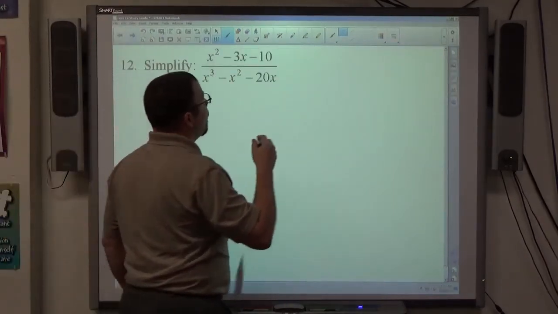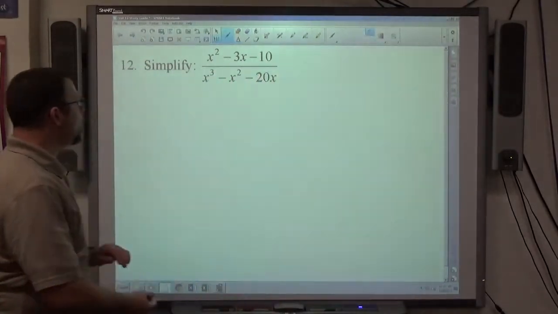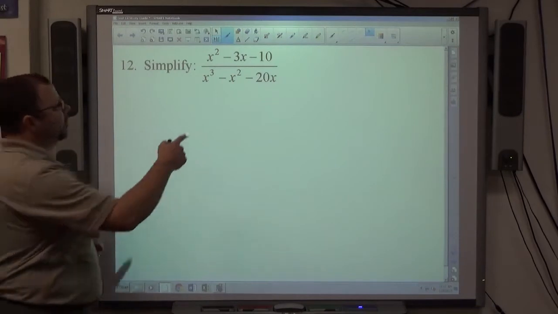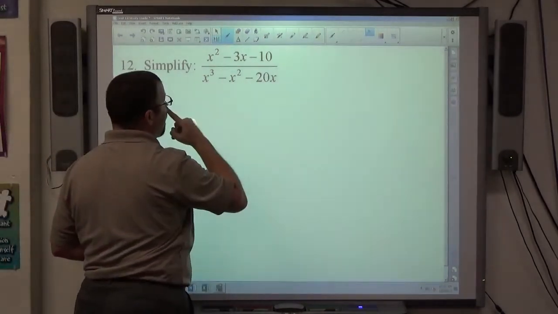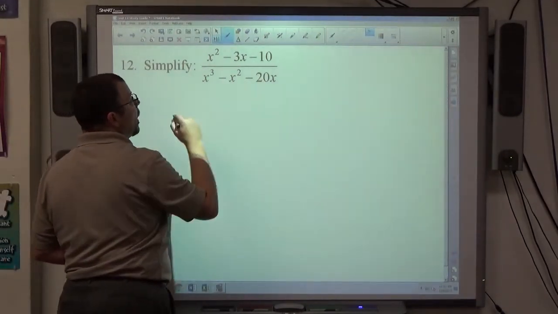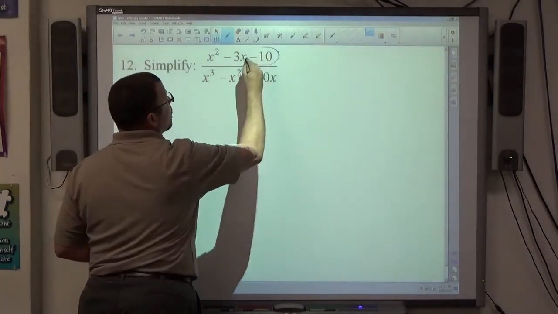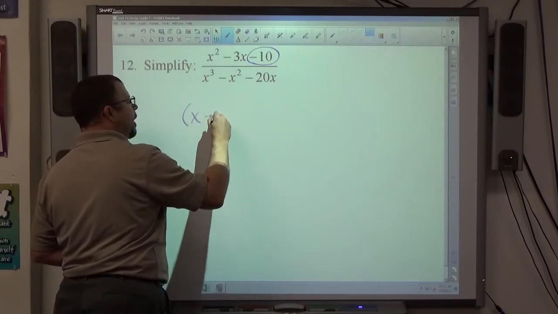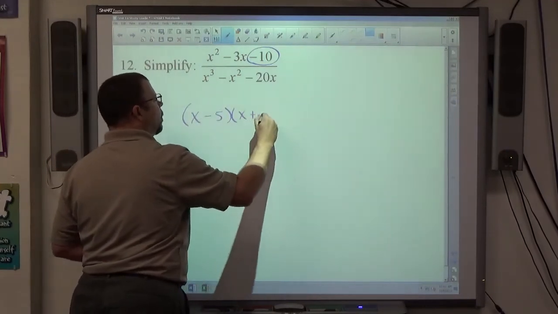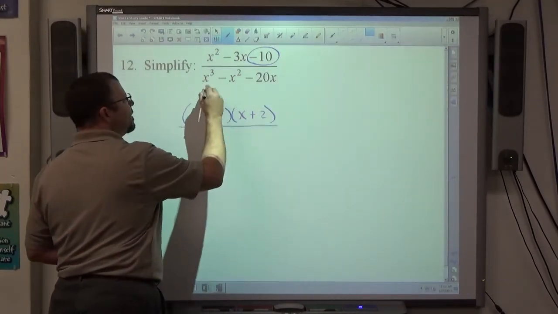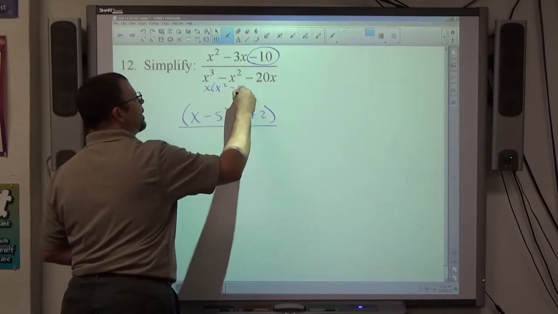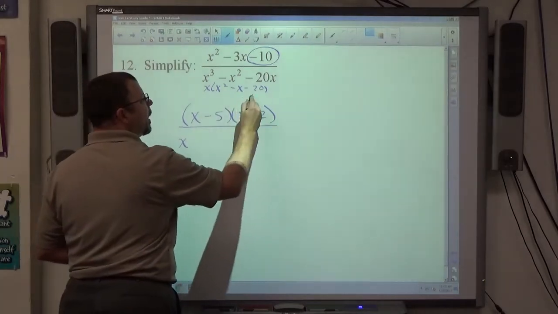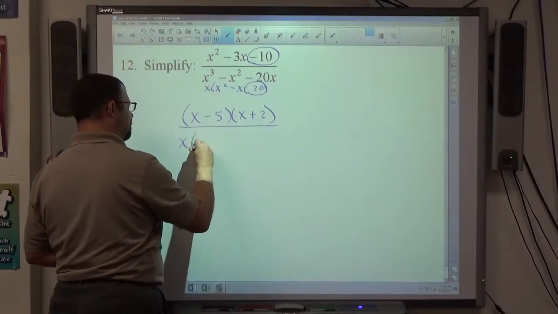Number 12, simplify. What I'm looking at is a quadratic over a cubic function. I can see the cubic function has a common factor of x. The quadratic is factorable. Negative 10 is negative 5 times 2. So I would go x minus 5, x plus 2 on top. I can see this is x times x squared minus x minus 20. So x is the common factor taken out. Negative 20 is negative 5 times 4.